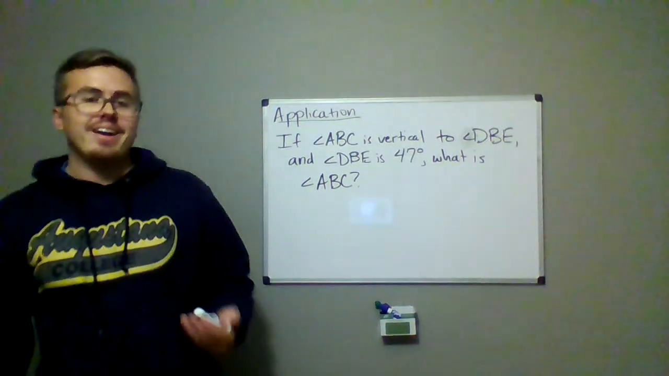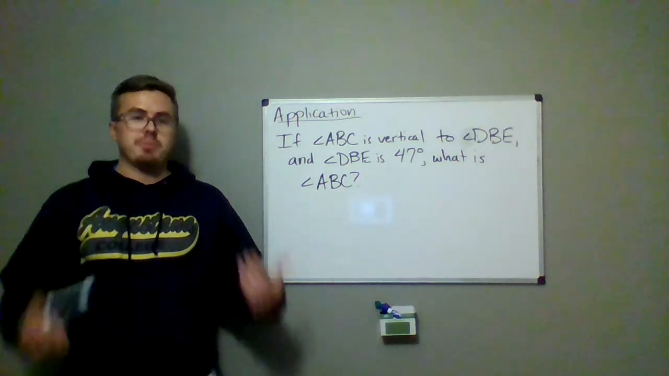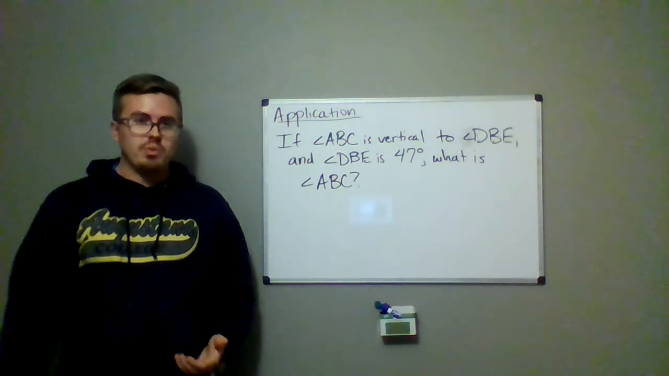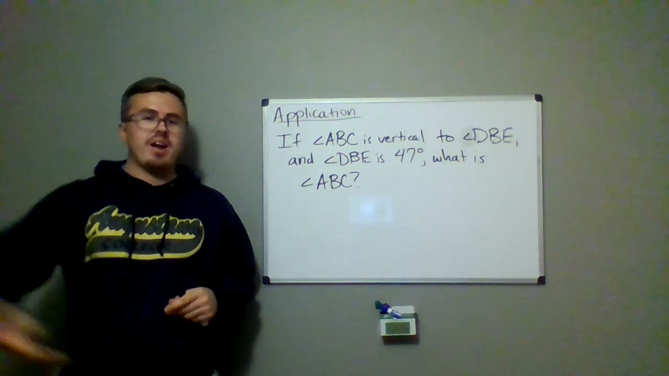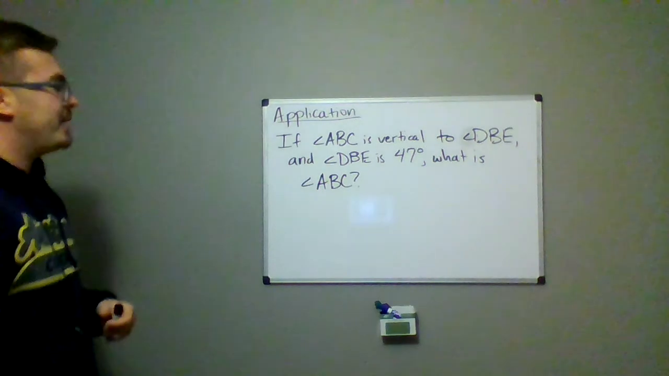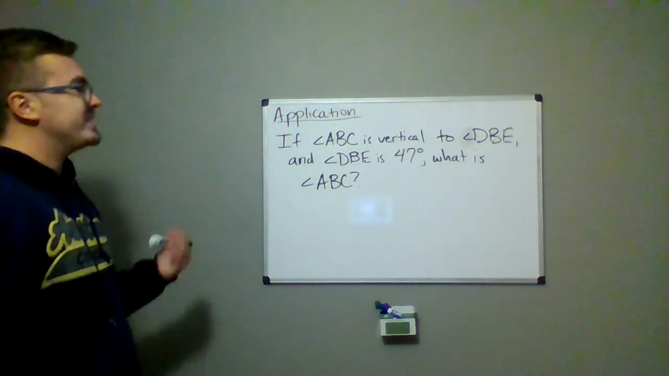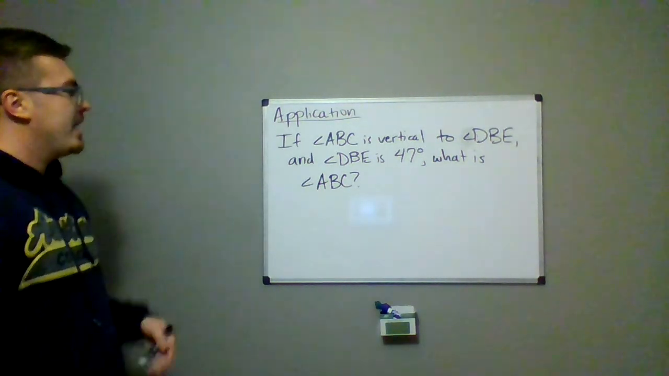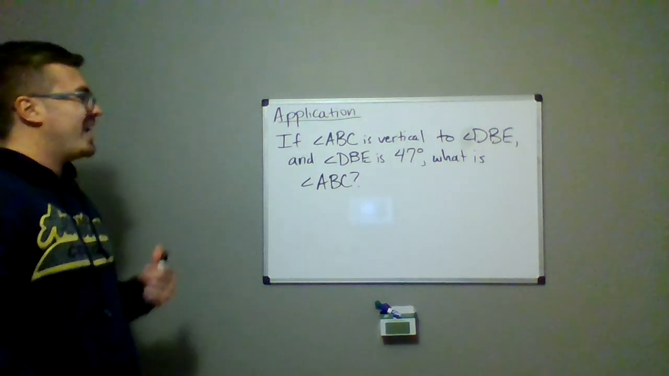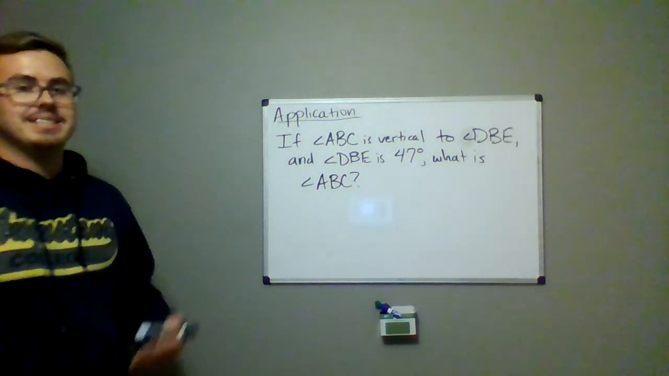All right, now that we've got our vocab down, I want to go through some application problems. We're going to start with an easy one, and then we're going to work our way up to some difficult ones. So this first one says if angle ABC is vertical to angle DBE, and angle DBE is 47 degrees, what is angle ABC?